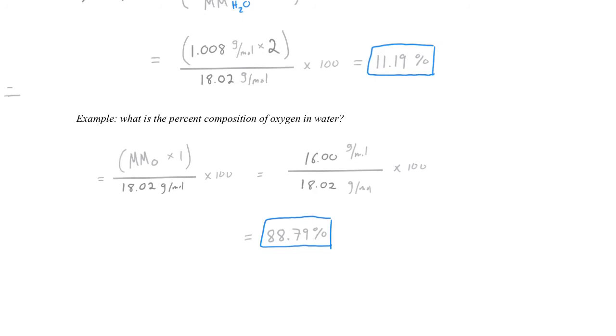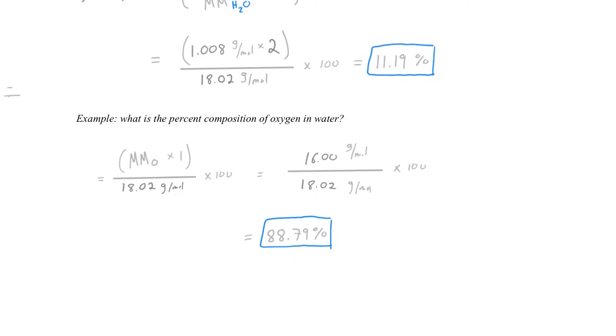If we actually did the calculation, though, it would look something like this. We would take the molar mass of oxygen, which is 16 grams per mole, and we're just multiplying it by 1 because there's only 1 oxygen atom. So we have 16 up here, and then we're dividing it again by 18.02 grams per mole because that's the molar mass of water. We multiply this result by 100 to give our 88.79.